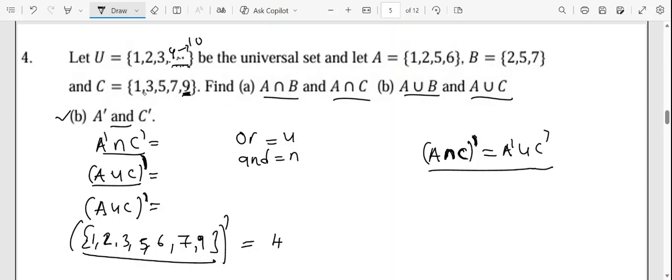8 is also there. Good. These are the numbers that are missing from this. Okay, that is it about this.